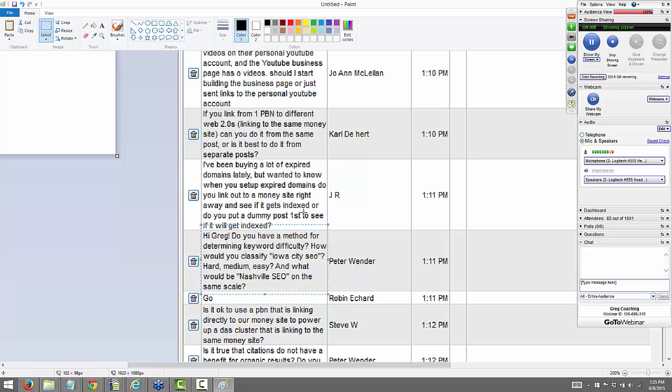But for determining keyword difficulty, I usually just look at the first page. I see what type of links they have, what anchor text they're using, their domain authority. Let's kind of look at the whole picture, and I can usually tell from there. It's something you just get with experience.